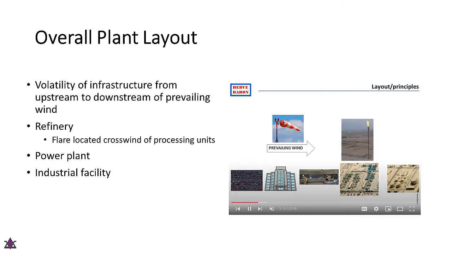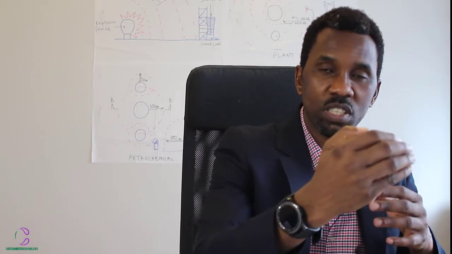or more volatile substances. In the case of a refinery where you have a flare for combustion, you can actually place this flare equipment and exhaust at the crosswind section of where you have the processing units. So they'll be parallel with each other, but in line in terms of what position they lie from upstream and downstream of the wind direction.